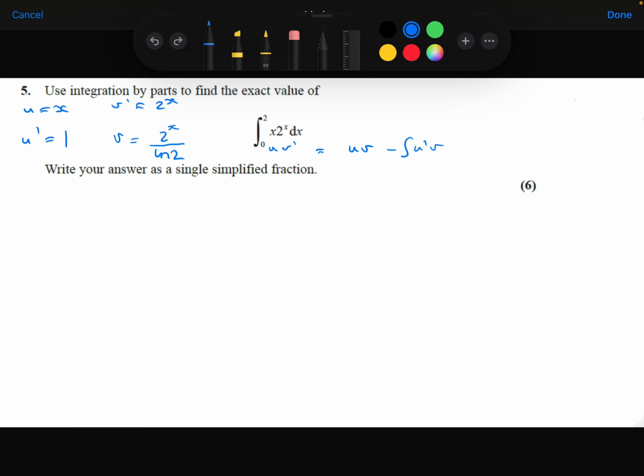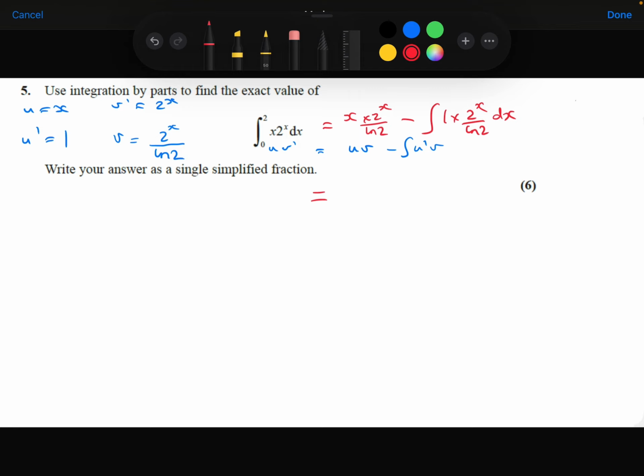Right, let's substitute those into our integration by parts formula then. So we've got u times v, so x times 2 to the power x over ln2, minus the integral of u dash times v, and that would be integrated with respect to x.